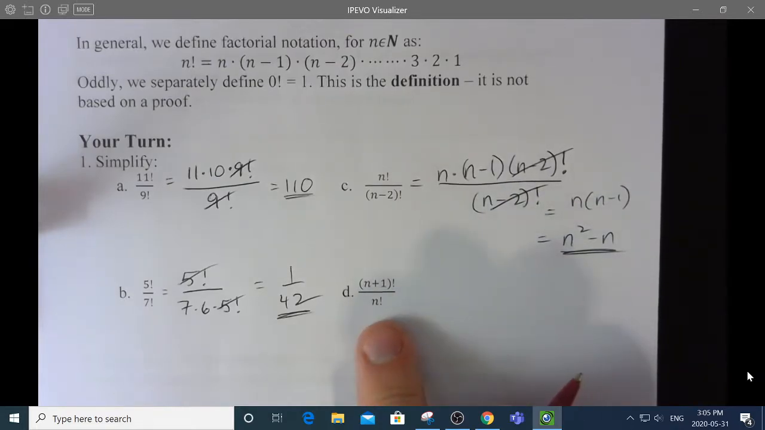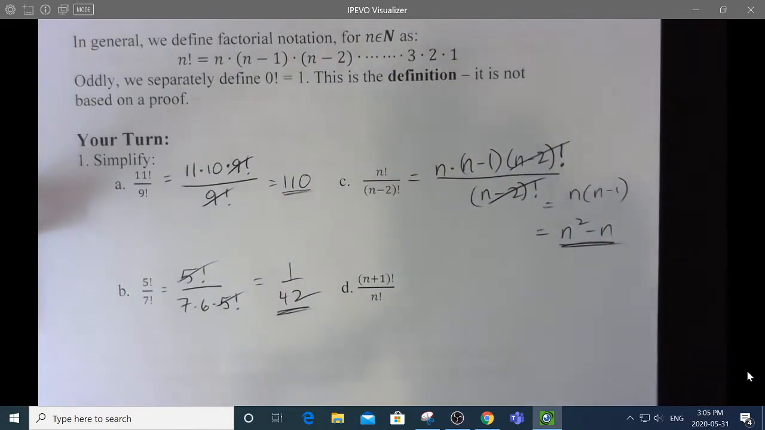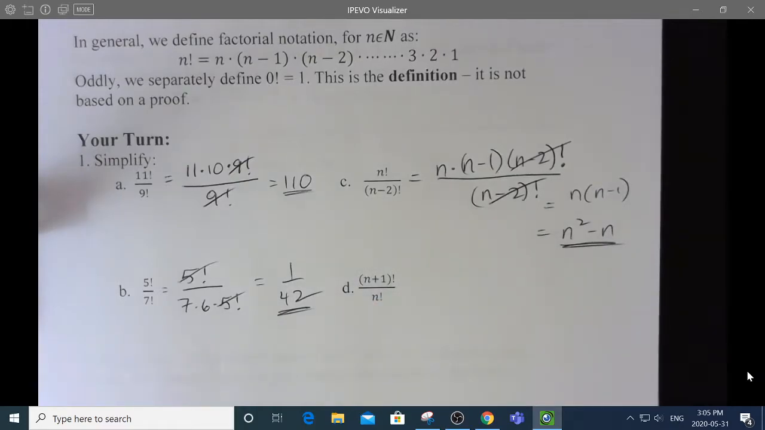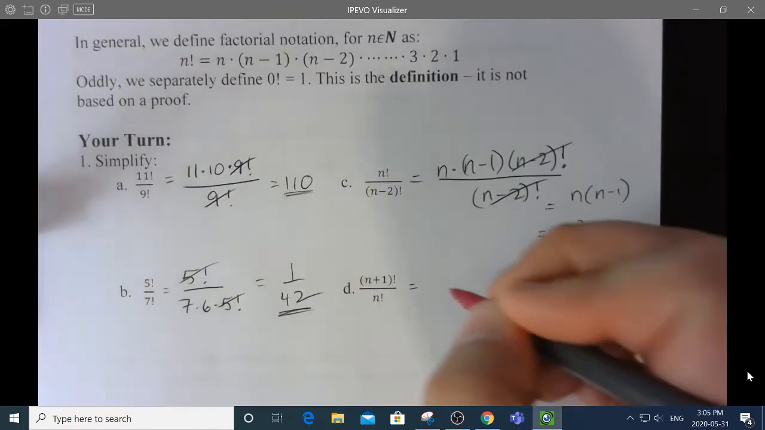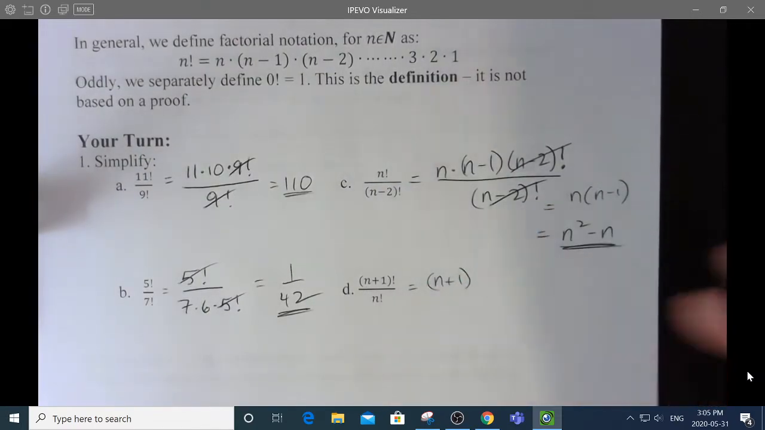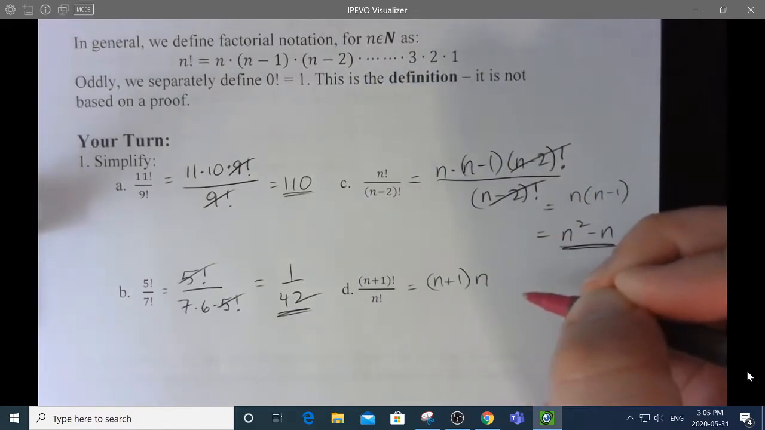This one, think about this one. If what I just did there made lots of sense to you, pause the video and see if you can simplify that. Did you try it? N plus 1 factorial is n plus 1 times the number that comes before n plus 1, which would be n, and then factorial.